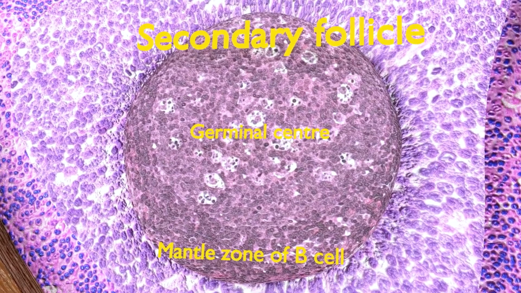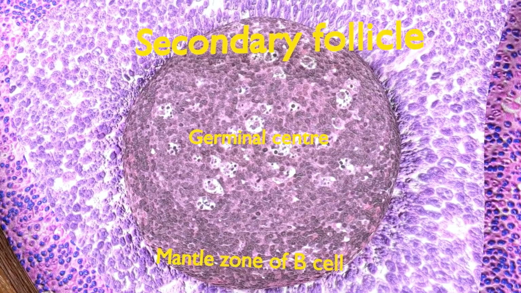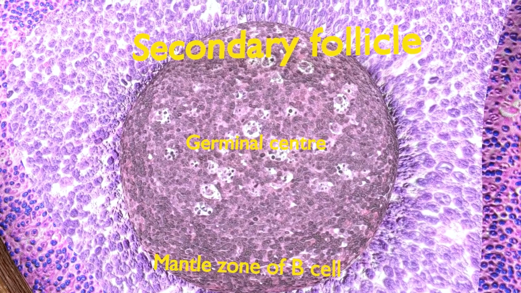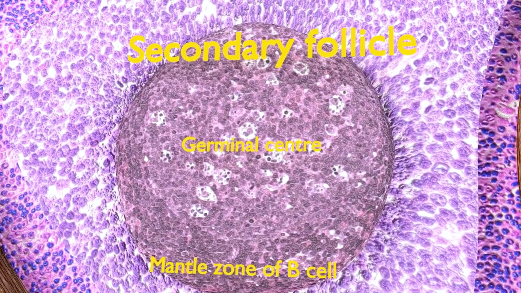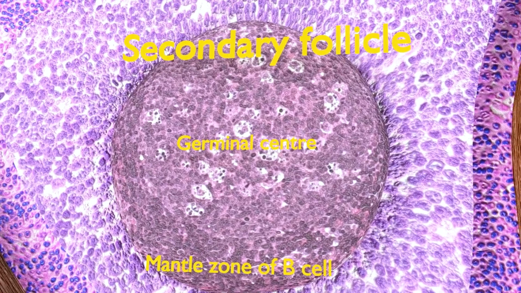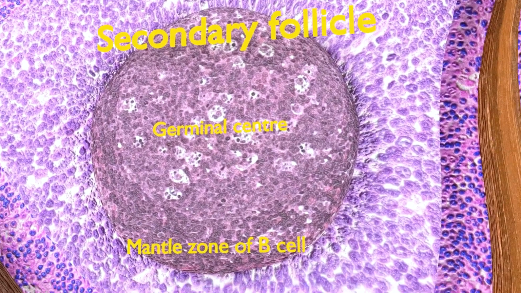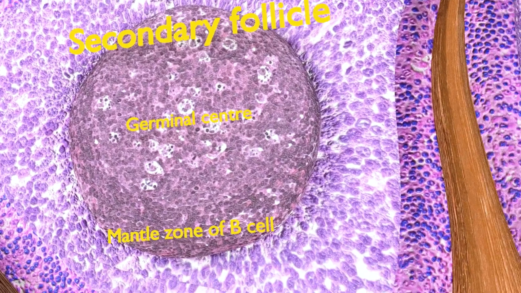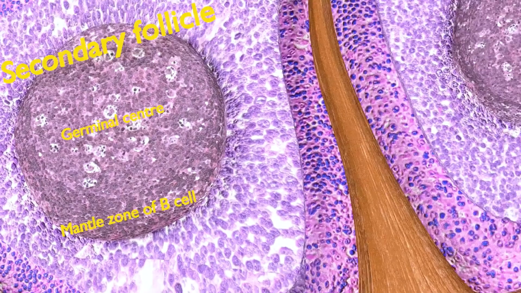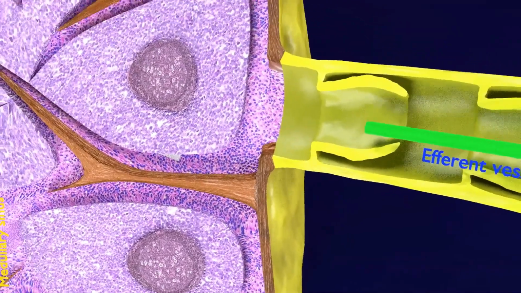Now you are seeing comparatively lightly stained area in the center of a follicle called the germinal center. As germinal center has less chromatin content, so it is lightly stained. This is all about lymph node histology.